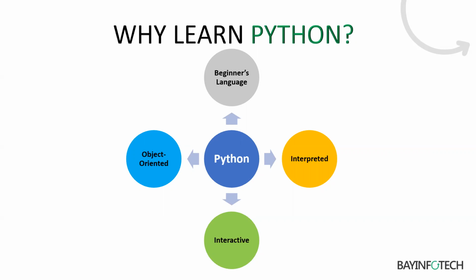Why we need to learn Python? Python is a high-level, interpreted, interactive, and object-oriented scripting language. Python is designed to be highly readable. It uses English keywords frequently, whereas other languages use punctuation. And it has fewer syntactical constructions than other languages.